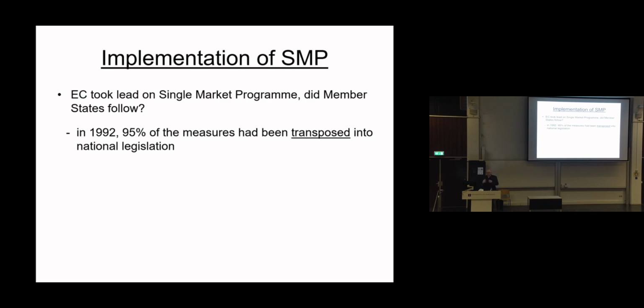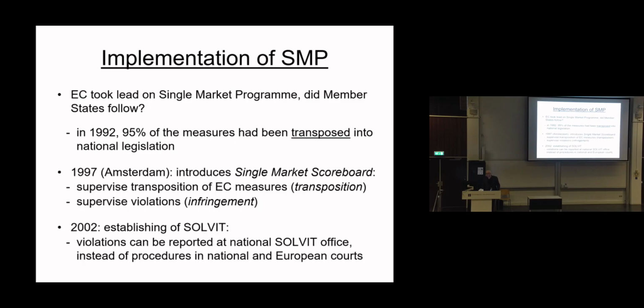These proposals were accepted and had to be implemented by the member states. And that was quite successful. The single market program was accepted. Here we have it in 1992: 95% of the measures had been transposed into national legislation. As you perhaps know, the EU doesn't make the laws, it's the national member states, but they are based on directives of the European Union.